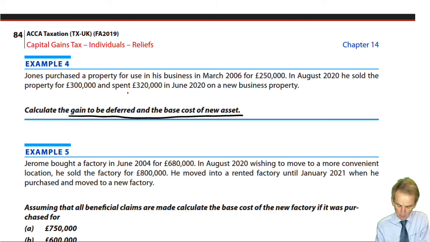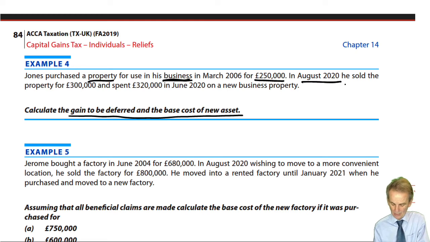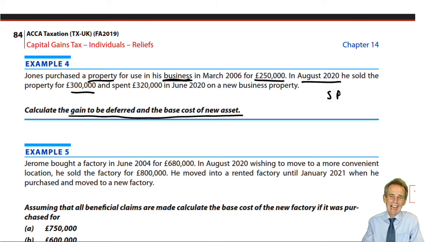So, Jones purchased a property for use in his business, a qualifying business asset, back in March 2006, cost $250,000. In August 2020, he sold the property for $300,000. So again, a very obvious calculation. You're just going to do this in the most quick and easiest way you can. No marks for presentation on an objective testing question.